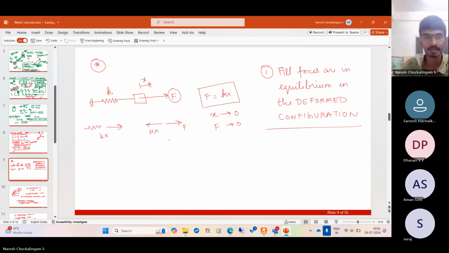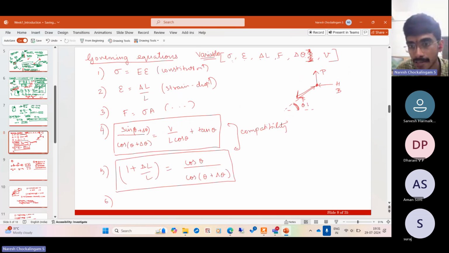Therefore, this angle has to be theta plus delta theta. This angle is theta plus delta theta. Now, can you relate F to P? It's simple, right? So F result, F cos theta plus delta theta is equal to H.